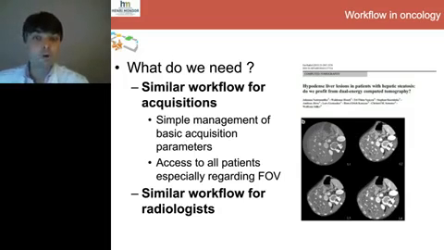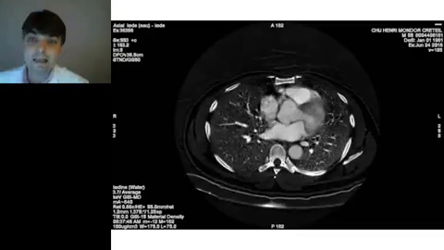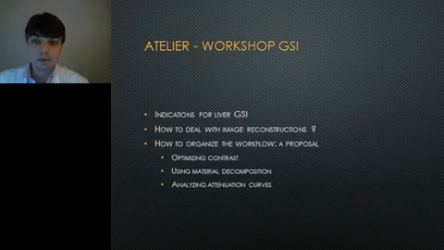And of course, the workflow has to be similar for radiologists. That is, you have to have the images in an easy fashion, and you have to make your reconstructions available every day in clinical practice. And that's what we are going to illustrate in the coming moments in different clinical conditions so that we can show exactly how you can put that in clinical practice.